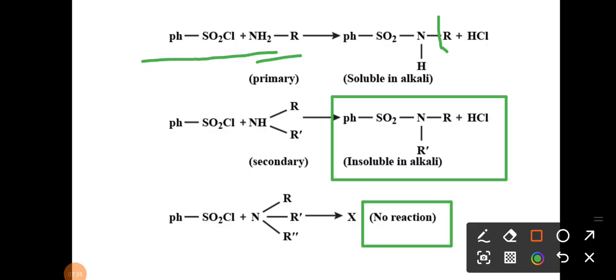So these two tests are very important: the Lucas test for the alcohols and the Hinsberg test for the amines. What is the Lucas reagent? That is zinc chloride plus HCl. And what is the Hinsberg reagent? That is benzene sulfonyl chloride.